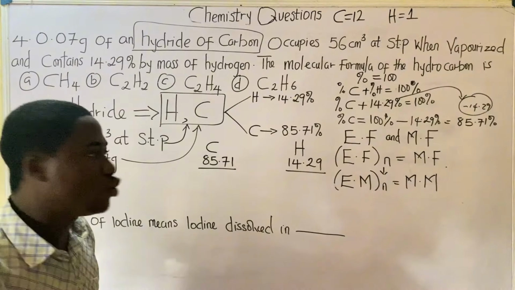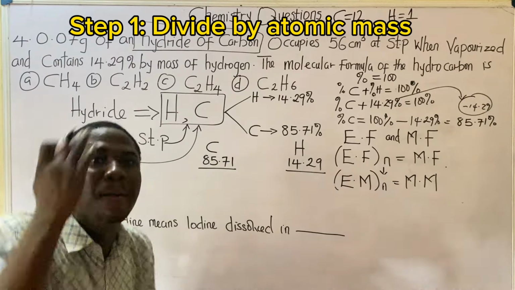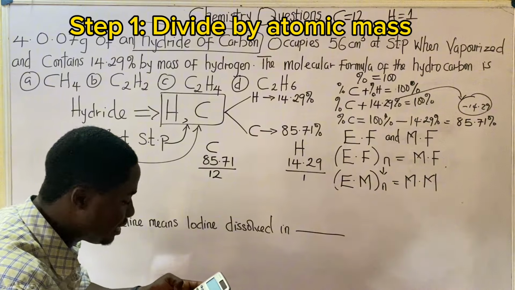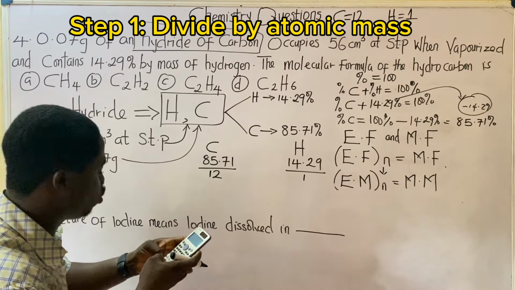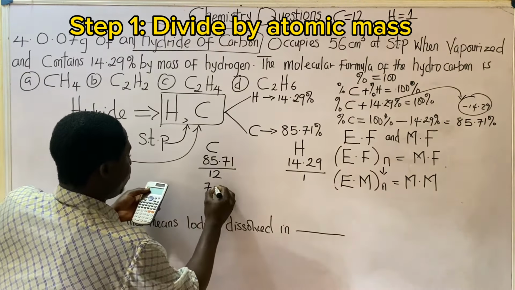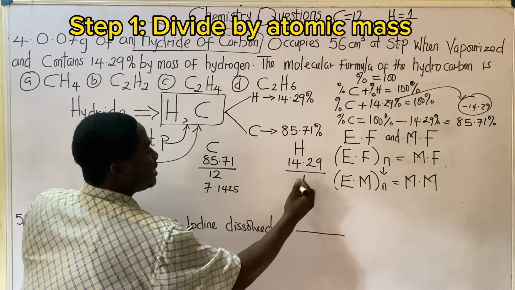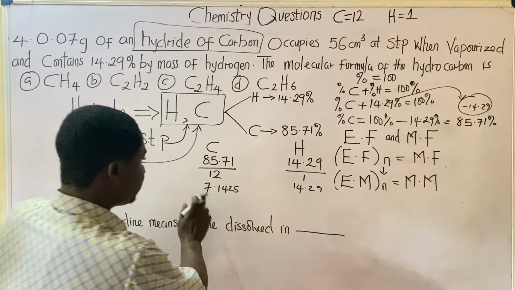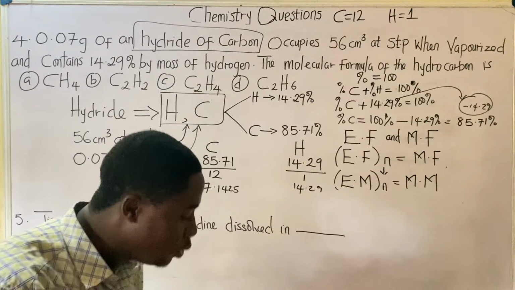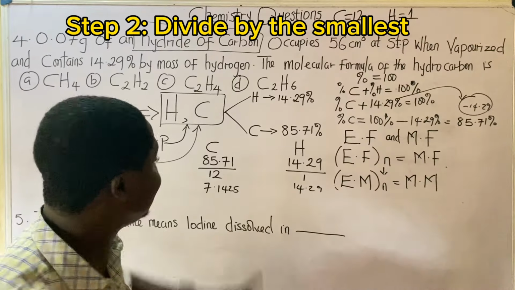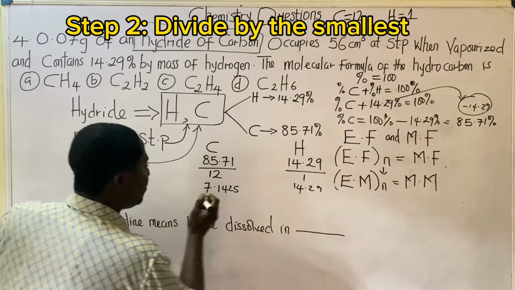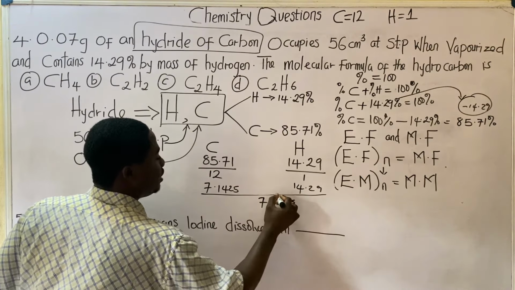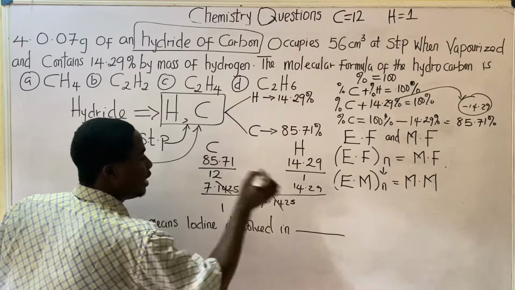Atomic mass is the basis. So we first divide the percentages given by the atomic mass of the element. So we divide by 12, divide by 1. So 85.71 divided by 12 is 7.1425, and 14.29 divided by 1 is still 14.29. Do you understand? So the next step is to divide by the smallest. After dividing by atomic mass, you divide by what? Smallest. Between both of them, which one is smaller? This is smaller, 7.1425. So we divide both of them by it. What are we having? 1.